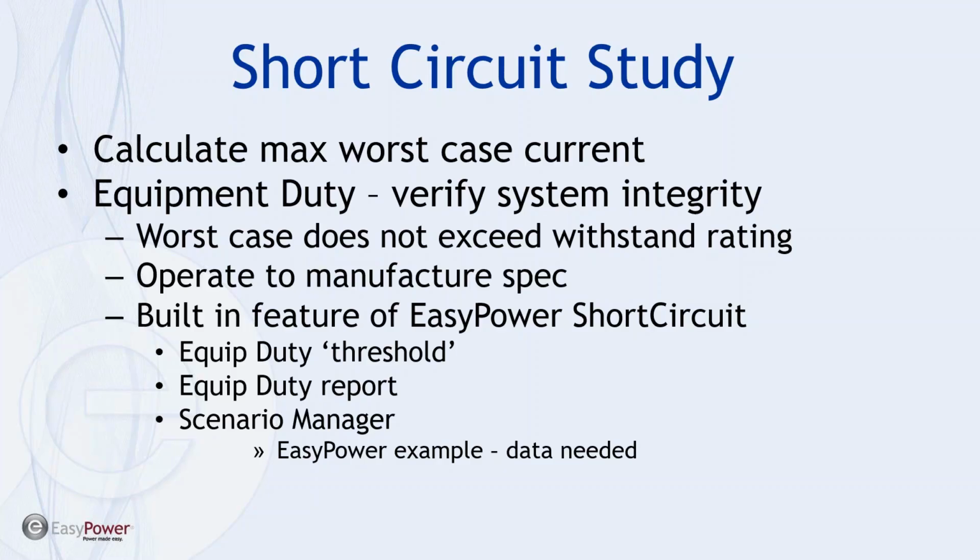So first and foremost, we need to verify that this equipment duty feature is being utilized properly. Now, there's 3 ways to get there in EasyPower. One is to set a threshold of what we want the tool to examine, and that is, tell me if anything is above this particular threshold on the 1-line, and it will display that as a result. Secondarily, there's the equipment duty report, which we should be generating as a matter of procedure. And then thirdly, as I mentioned, using the scenario manager. So let's get into each of these and talk more about it.